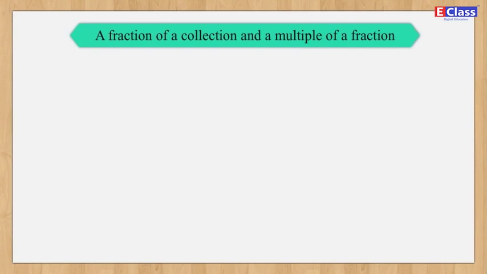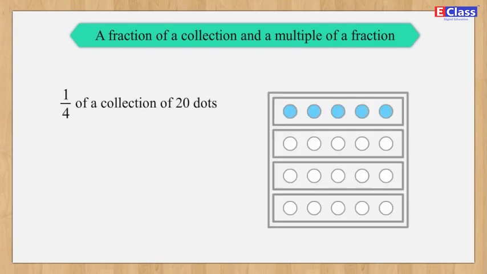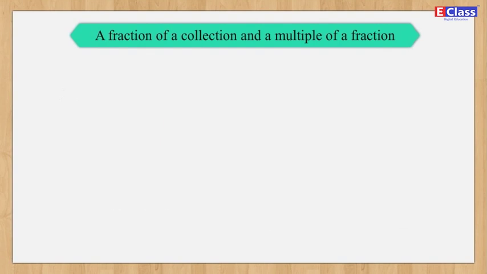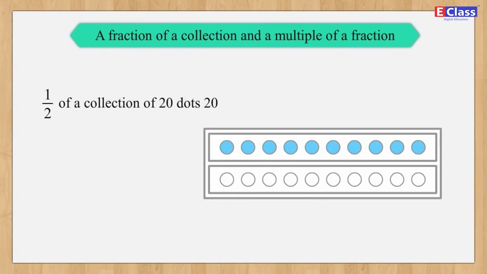A fraction of a collection and a multiple of a fraction. 1 upon 4 of a collection of 20 dots. 1 upon 4 of 20 is 5. 20 divided by 4 is equal to 5. 1 upon 2 of a collection of 20 dots. 1 upon 2 of 20 means 10. 20 divided by 2 is equal to 10.